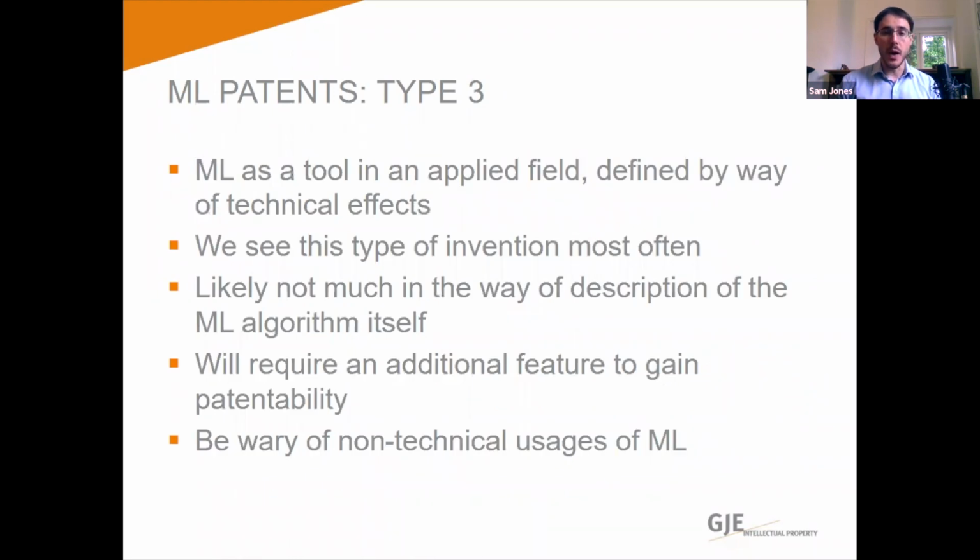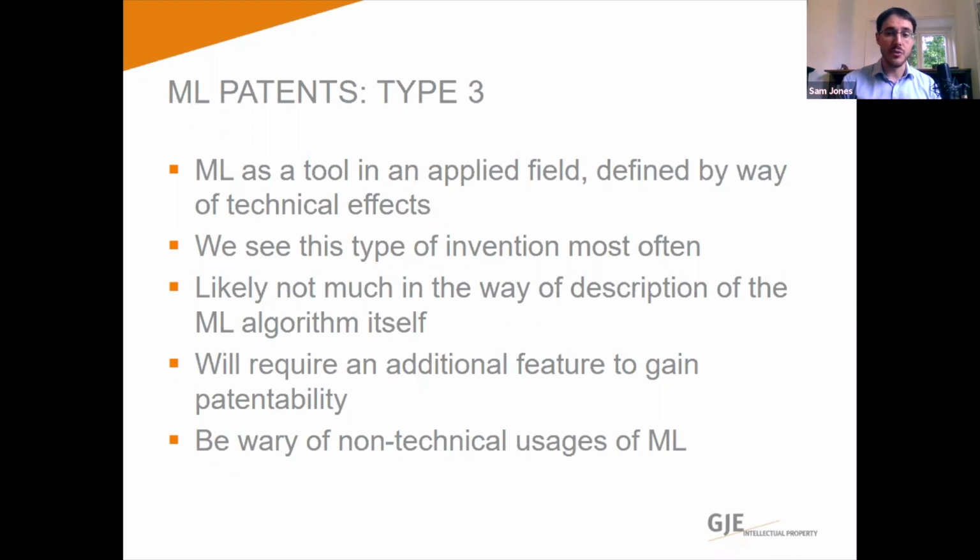Moving on then to type 3 machine learning inventions. So this is where machine learning is used as a tool in an applied field, and you have to define it by way of technical effects. This is the one that we see most often.